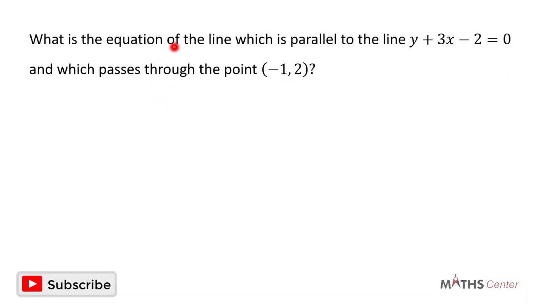What is the equation of the line which is parallel to the line y plus 3x minus 2 is equal to 0 and which passes through the point -1, 2? So the question is asking us to find the equation of a line which is parallel to this line y plus 3x minus 2 is equal to 0, and it passes through the point -1, 2.